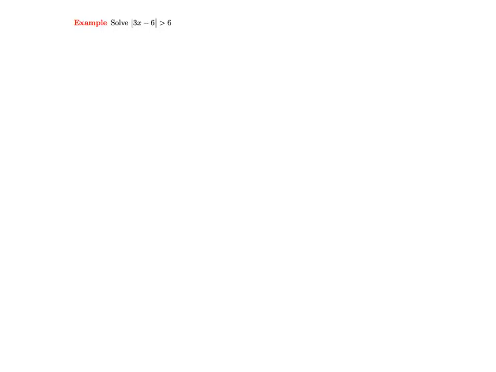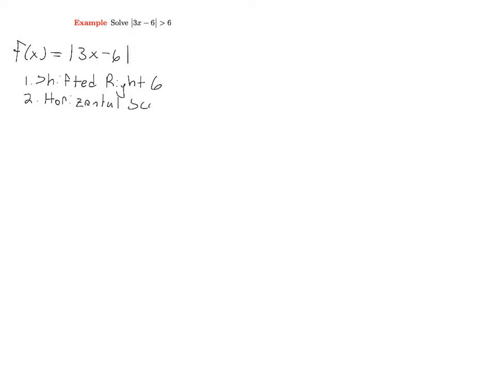So this function, f of x, equals the absolute value of 3x minus 6. If we just take a look at the left side, this is the absolute value function which has first been shifted to the right by 6 units, and then it's been horizontally scaled by a factor of 1/3.